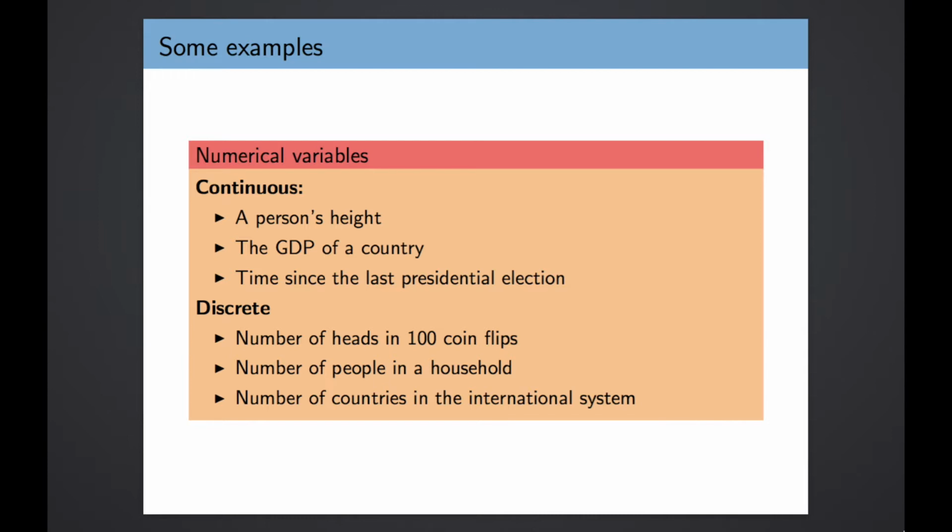This can only take on a certain number of values. And similarly, the number of countries in the international system. We might say that we have 193 countries in the international system, but it wouldn't make sense to say that we have 193 and a quarter countries in the international system.